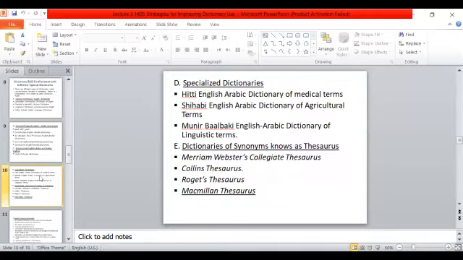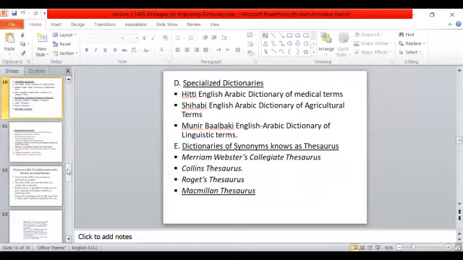Specialized dictionaries, we have Hitti's. By specialized dictionaries, we mean dictionaries on particular topics. So we have Hitti's English-Arabic Dictionary of Medical Terms. We have Shihabi's English-Arabic Dictionary of Agricultural Terms. We have Munir Baalbaki's English-Arabic Dictionary of Linguistic Terms.